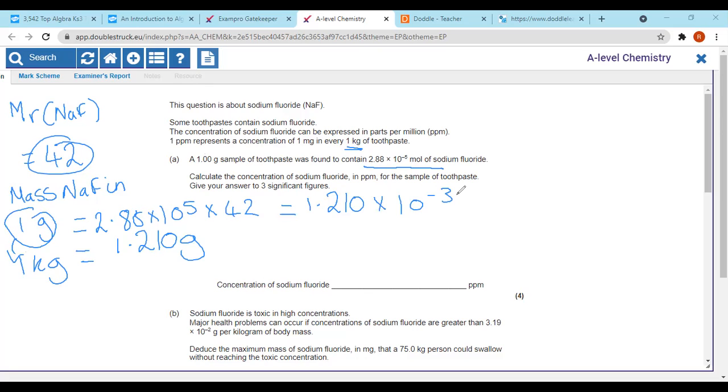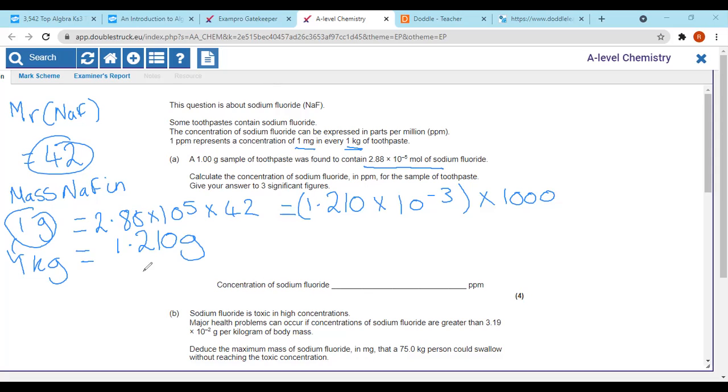So we would multiply our answer by 1,000, because we're talking about it in grams, now converted to kilograms. In kilograms, we would say our mass of sodium fluoride in 1 kilogram would be 1.210 grams. Then finally, the last thing we need to do is convert it into parts per million. From the information we're given, we're told that 1 part per million represents a concentration of 1 milligram in every 1 kilogram of toothpaste.